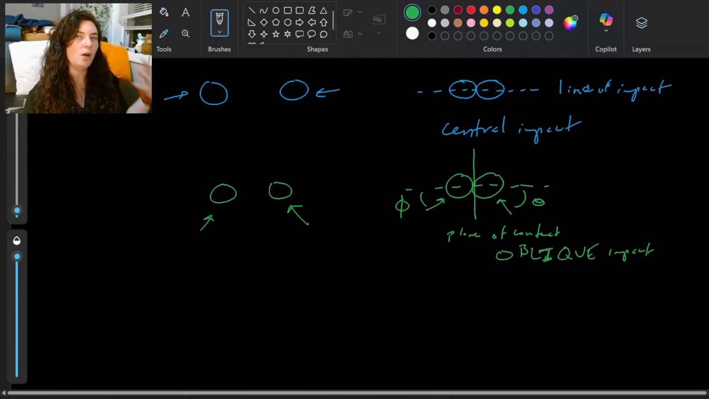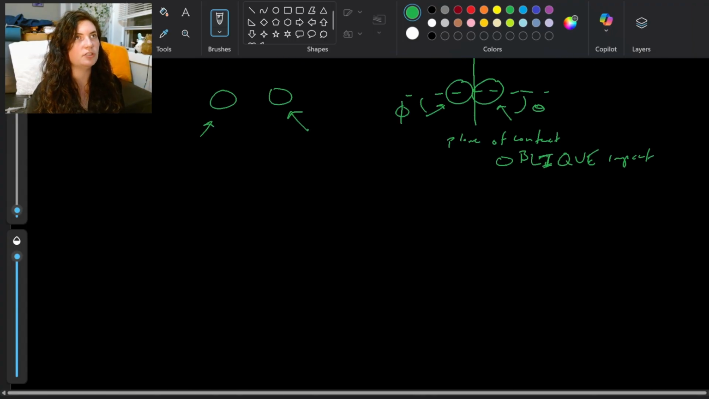So how we define these impacts, how we classify them, might feel familiar to you. Back in physics classes, we often describe these impacts, these collisions, as being perfectly elastic or inelastic or plastic collisions. So you might have seen these terms before. You might be somewhat familiar with them.